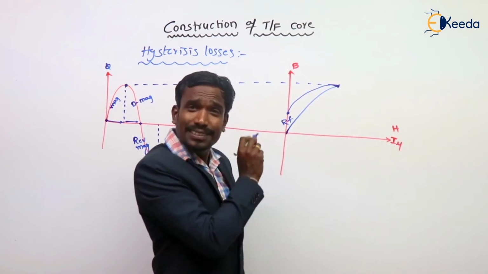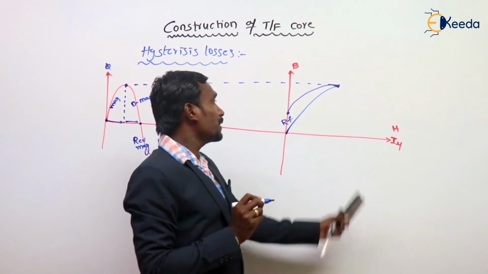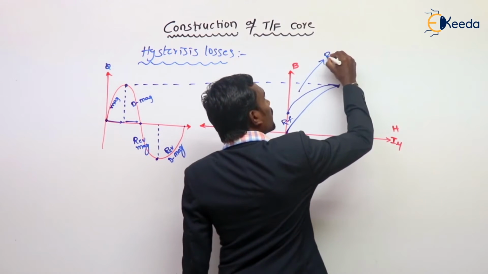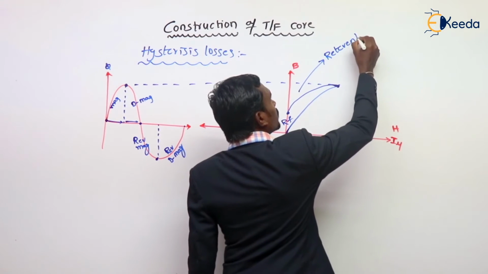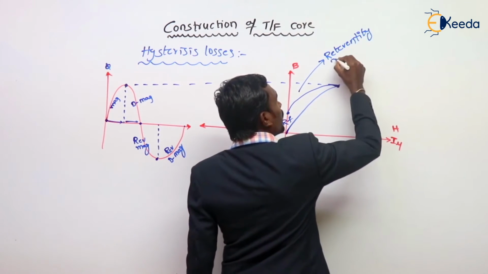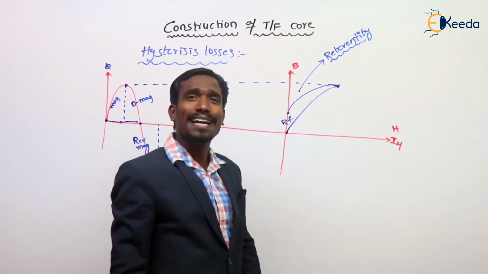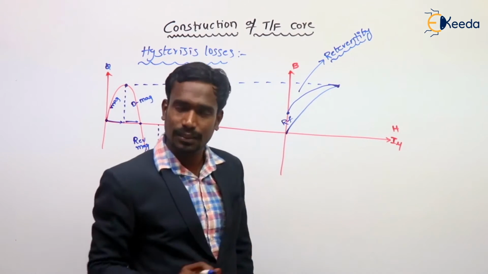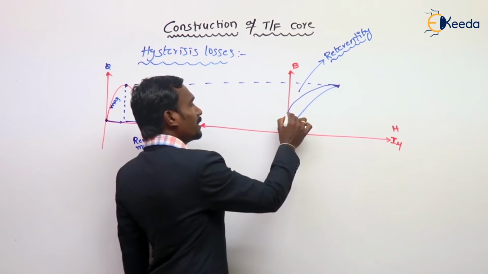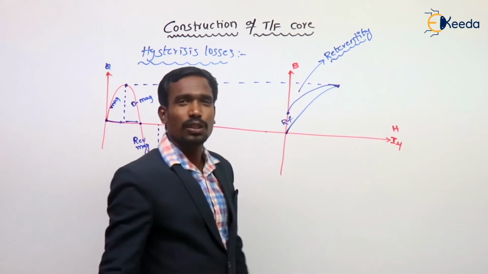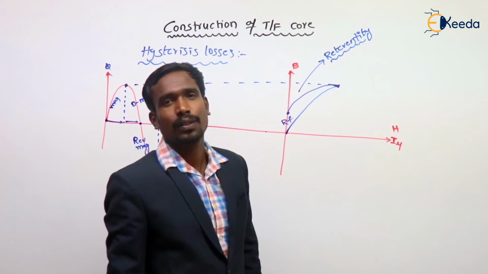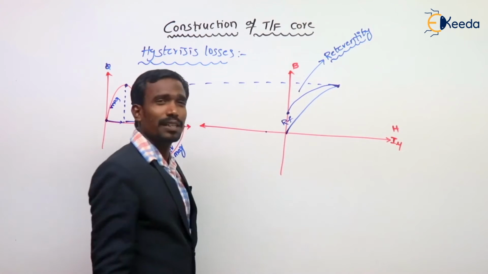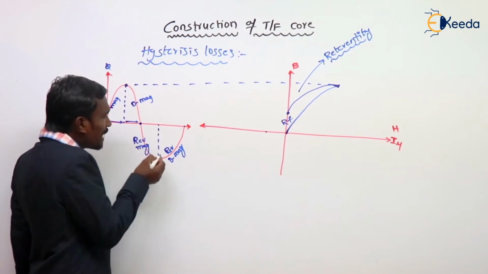Now, this phenomenon, which opposes the flux density going to 0, is called retentivity. Retentivity is mainly due to magnetic inertia, due to residual flux. So the flux density does not come to 0 due to magnetic inertia. If you want the flux density to come to 0, we have to go for reverse magnetization.